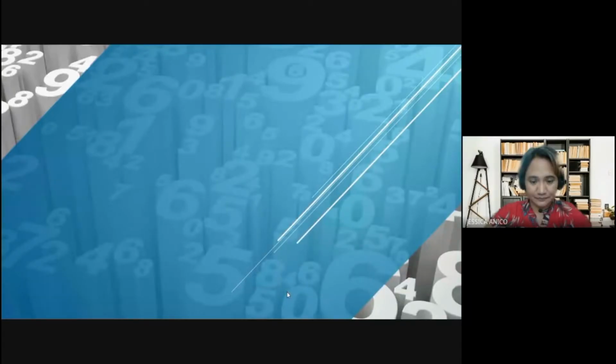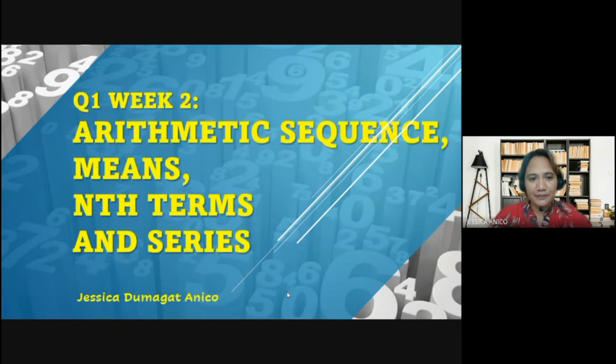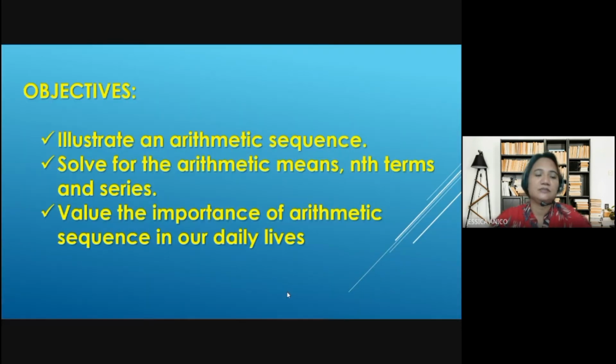Our lesson for today is about arithmetic sequence, means, and terms, and series. Objectives. We will illustrate an arithmetic sequence. Then we will solve for the arithmetic means, and terms, and series. Then, hopefully, we can value the importance of arithmetic sequence in our daily lives.